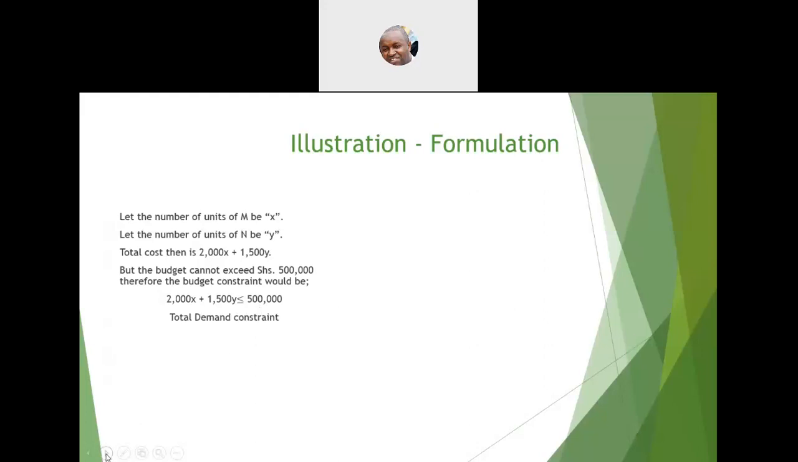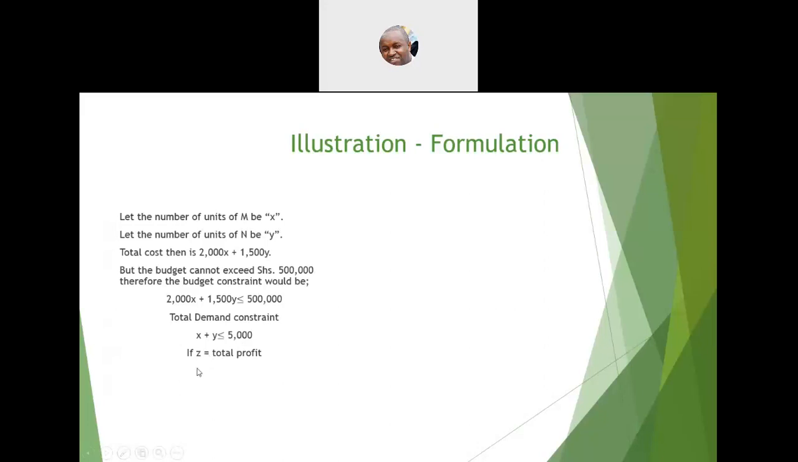That's our budget constraint. But we've also got our total demand constraint, which we said cannot exceed 5,000. The combined number of units of X and Y that can be demanded can at most be 5,000. So our demand constraint then will be X plus Y should be equal to or less than 5,000 units.